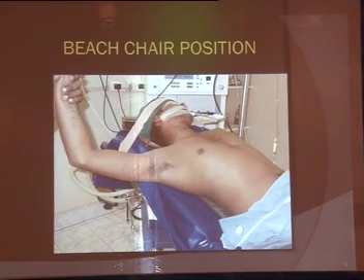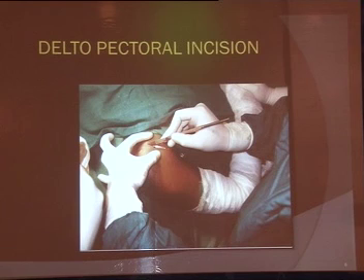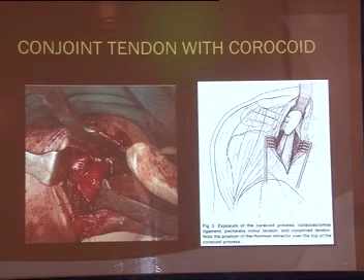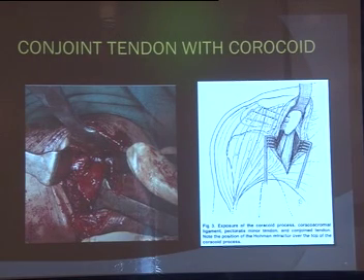Coming to the surgical procedure, the patient is placed in a beach chair position. The well-known deltopectoral approach was used. The coracoid process with its attached conjoint tendon is exposed. On the medial aspect, the pectoralis minor insertion is subperiosteally elevated. Laterally, the coracoacromial ligament is cut, and the coracoid process is osteotomized at its knee.